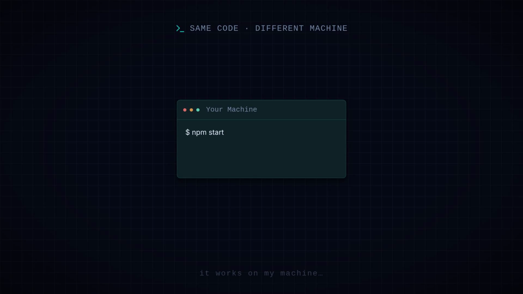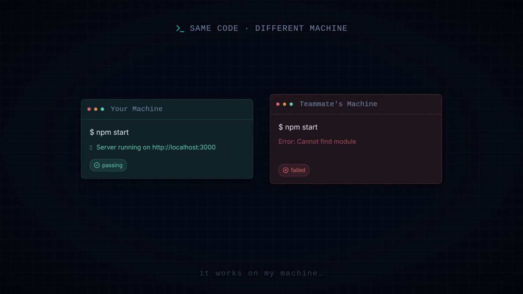You just finished building an app. It runs perfectly on your laptop. You send it to a teammate, they hit run, and it crashes. Nothing changed. Same code, same files. But on their machine, broken.